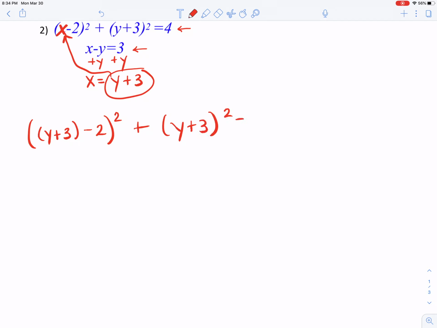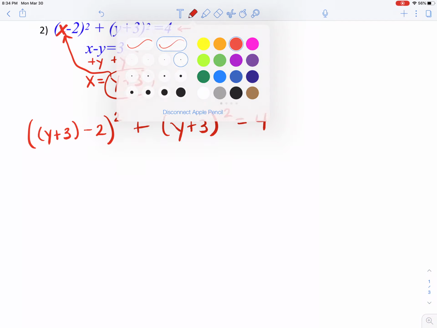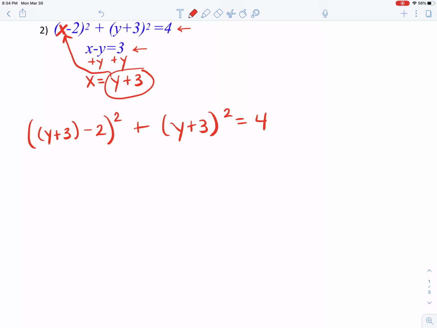I have now eliminated two variables by getting rid of the x. So now we just have y. Everything now is exactly the same as the last problem. The only extra step was here to get x or y by itself. So now I'm going to simplify what was inside this parenthesis, and the 3 minus 2 just gives me plus 1 squared, and I have the y plus 3 squared equal to 4.